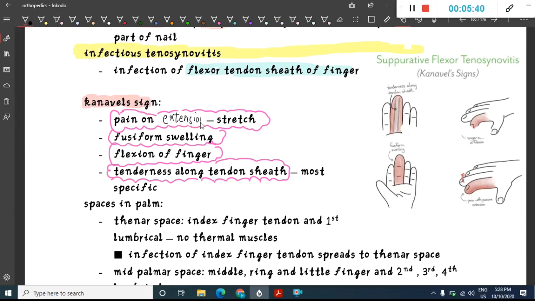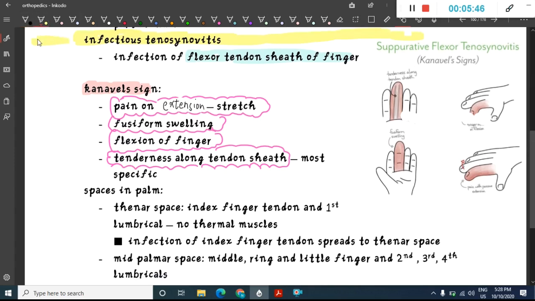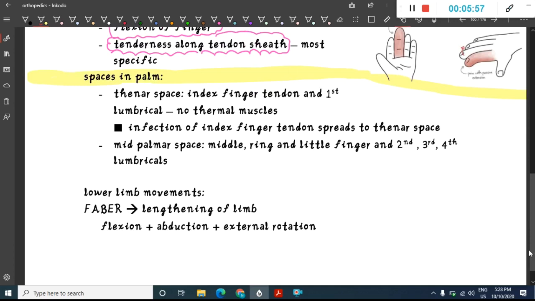Then this is about infectious tenosynovitis. Next, we will learn about the spaces of the palm. We have the thenar space and the mid palmar space. The thenar space is related mainly to the first lumbrical and the index finger tendon. No thenar muscles are involved here. Infection of the index finger tendon will spread to the thenar space.